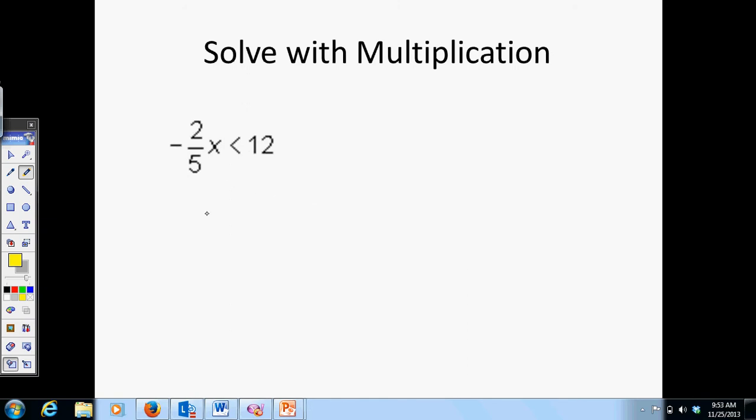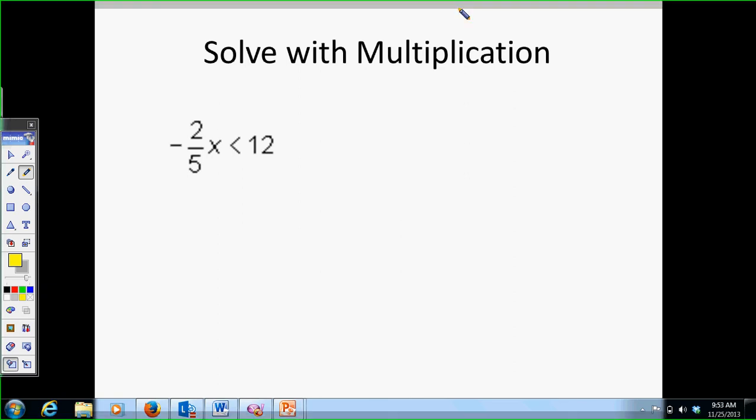Okay, so here we have negative 2 over 5 x less than 12, and I'm going to solve using multiplication. But if you recall when I started teaching you how to solve inequalities, I told you basically treat the inequality symbol like it's an equal sign for the purpose of solving. I said, however, there would be a slight change, and I told you I would explain that when we get here. And here's the change.